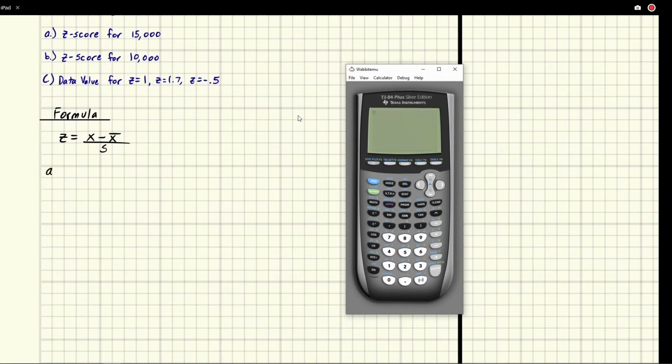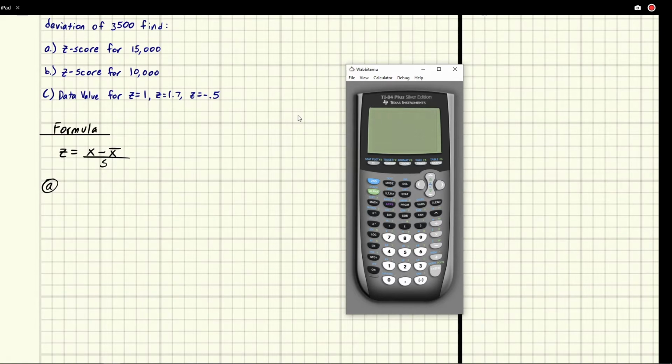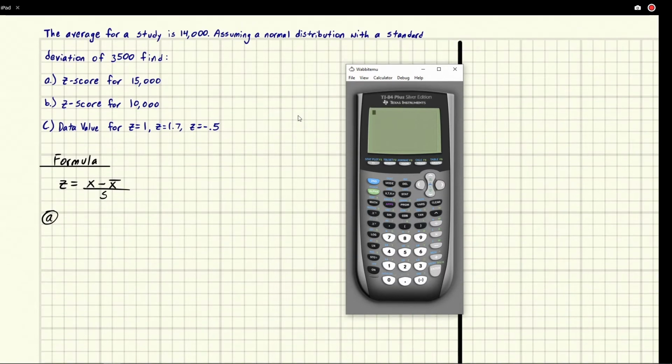So A says, hey, get the z-score. Well, we've already got a formula that has z equals, so we're good there. And we want it for 15,000. So we say, okay, well, z for 15,000. Well, let's find it. So we need to ask ourselves, what are these numbers here? So these numbers here are data values, and they want to find where they lie relative to everything else. So, right, the data value would be here.